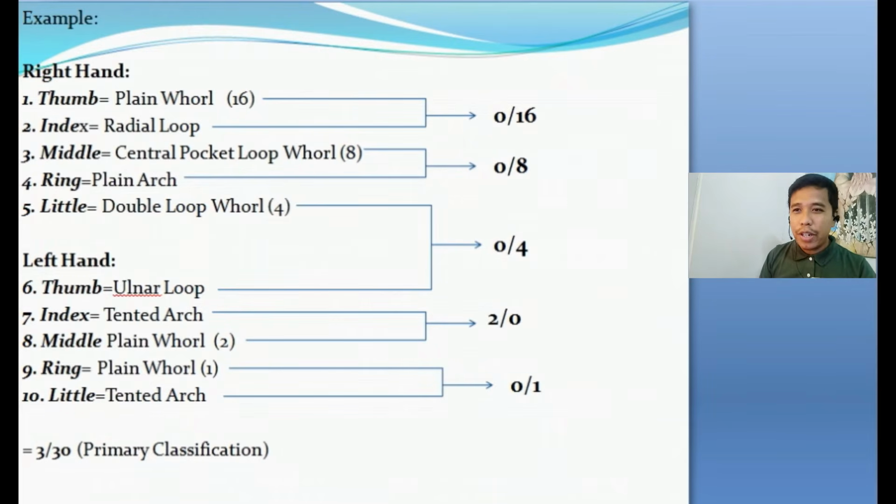So, 31 over 31. Pero again, may constant po tayo na plus 1 over 1. So, 31 over 31 plus 1 over 1. The answer now is 32 over 32. So again, if the question in the board examination goes this way, how much is your primary classification if all of the patterns are word patterns? So the answer should be 32 over 32.